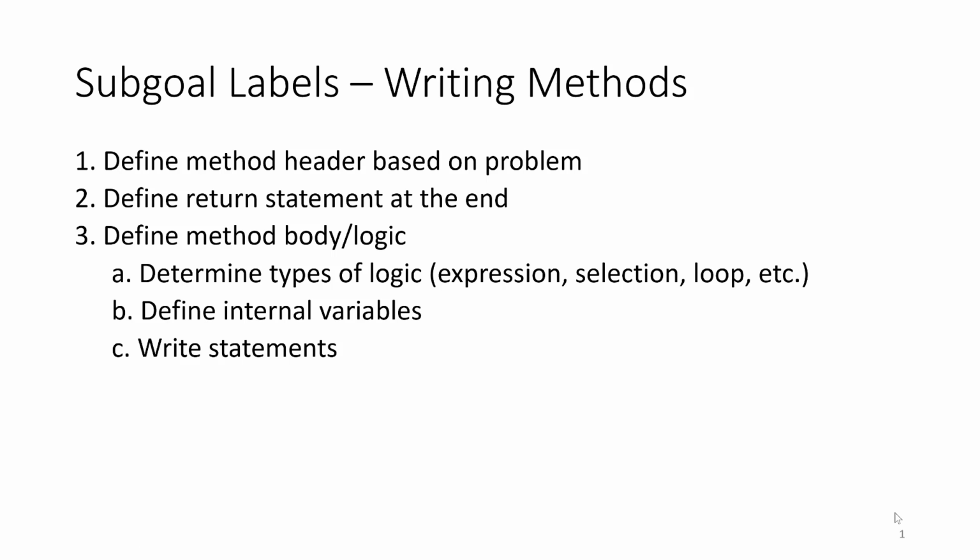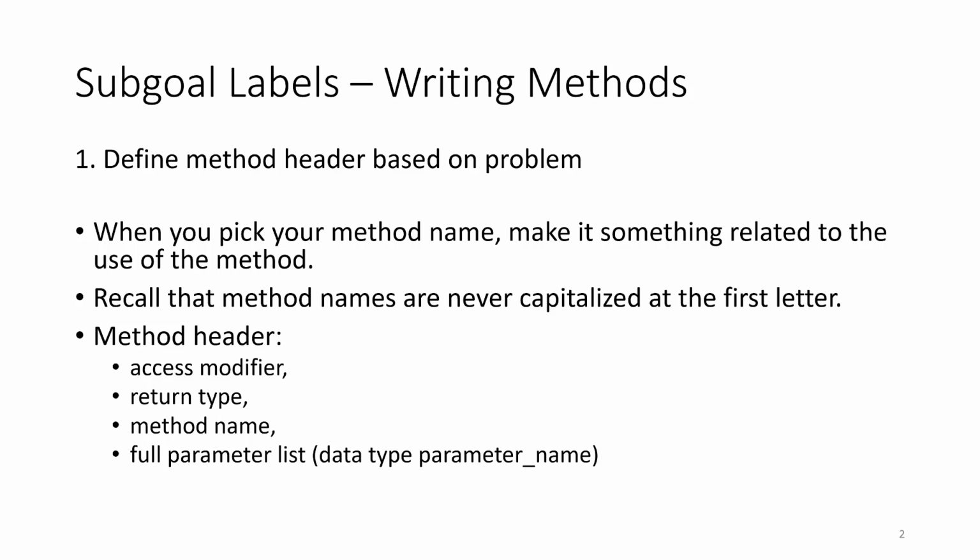This is another worked example for writing method headers. The subgoal label for writing methods is to define the method header based on the problem. That's what the examples here will be looking at. Remember, when you pick your method name, make it something related to the use of the method.